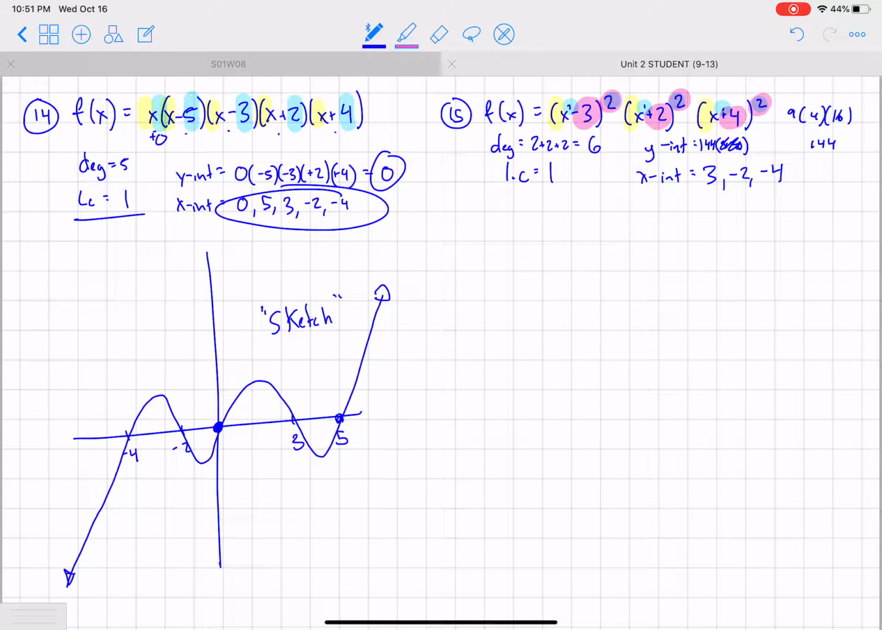I just have this sinking feeling like I did not do that multiplication right. Which I did not. Okay. 576 for the y-intercept.